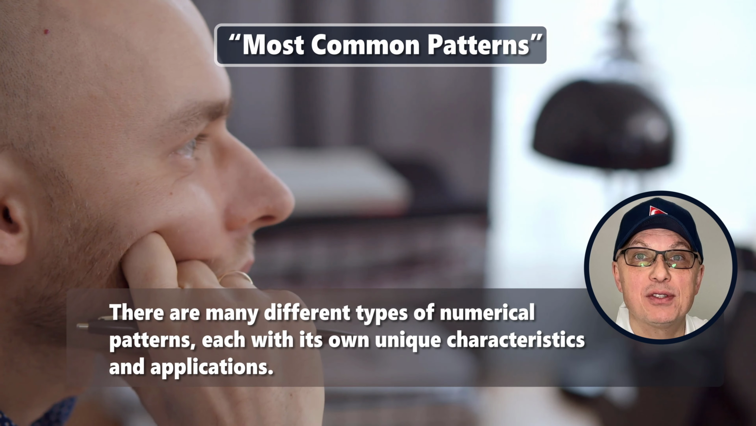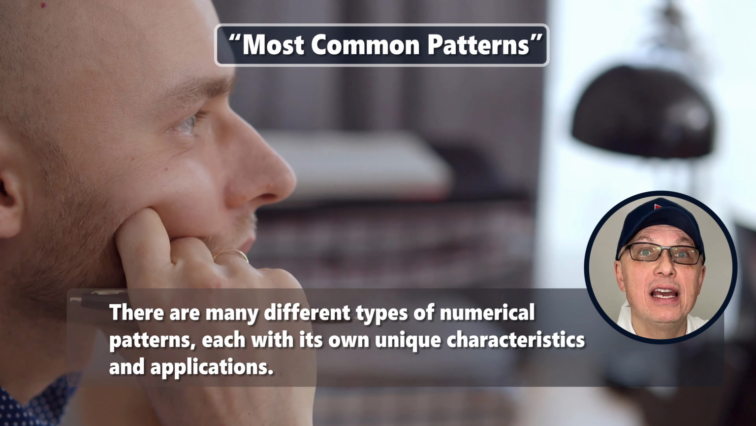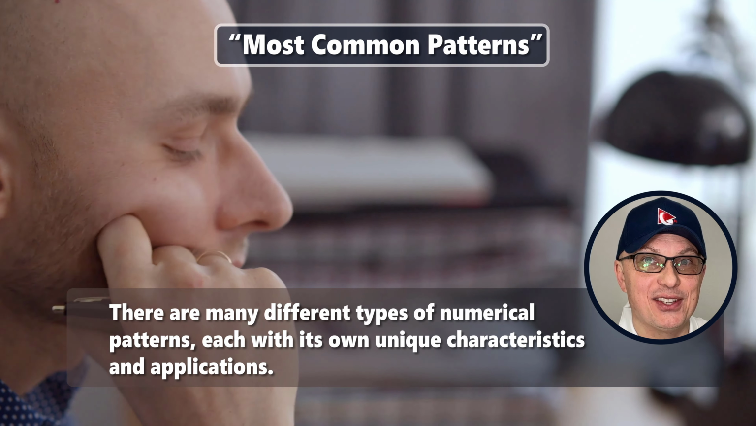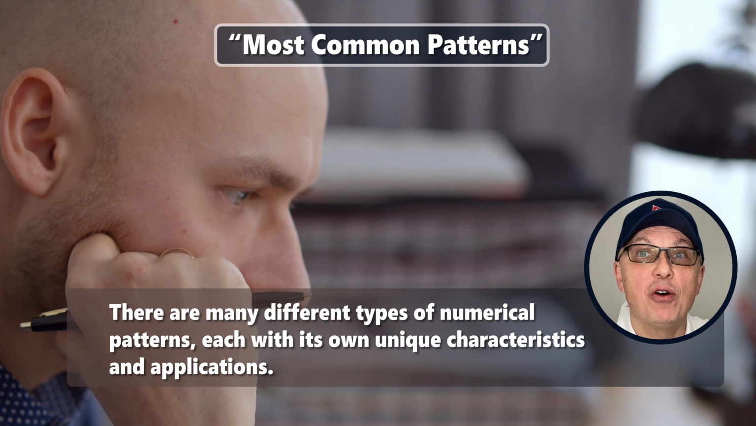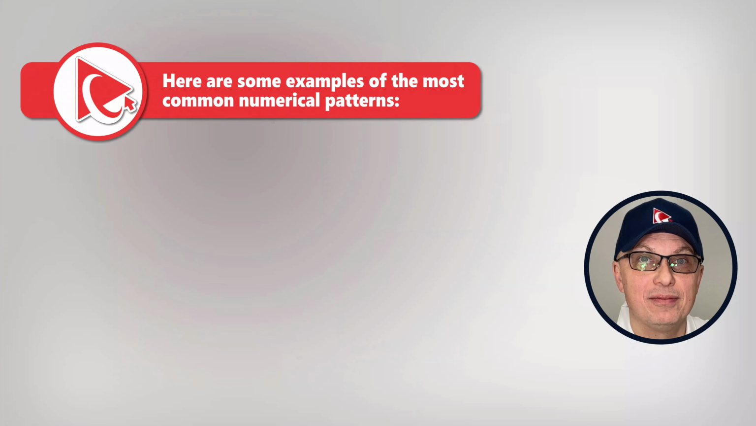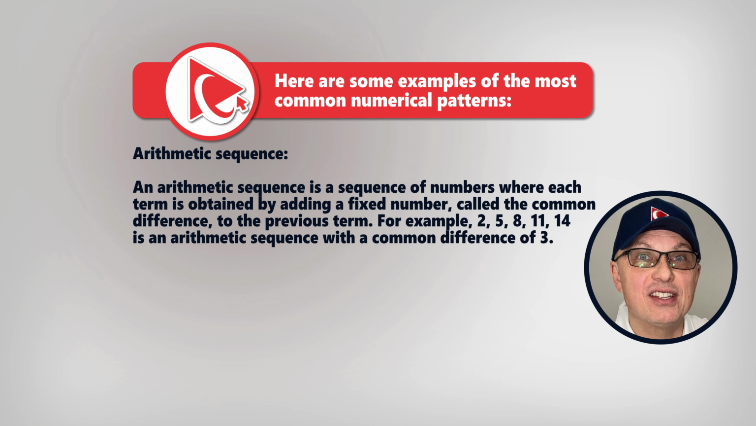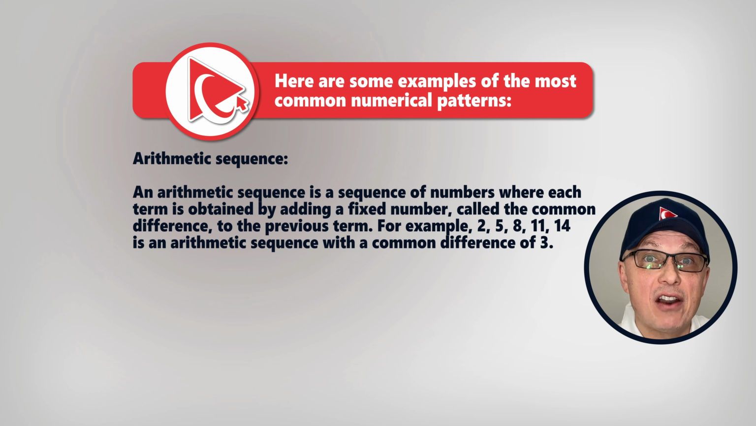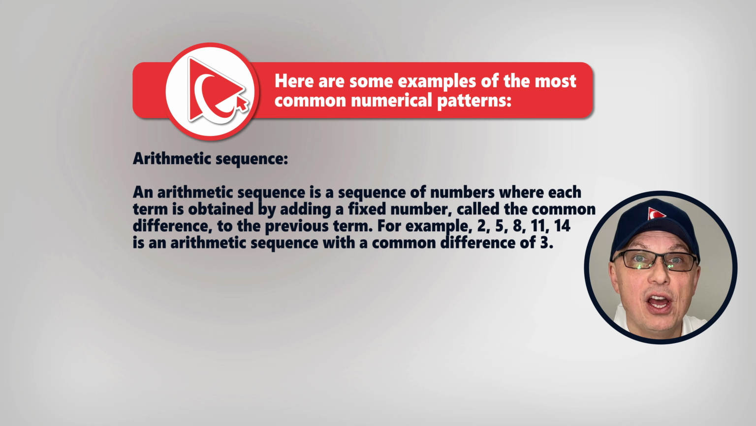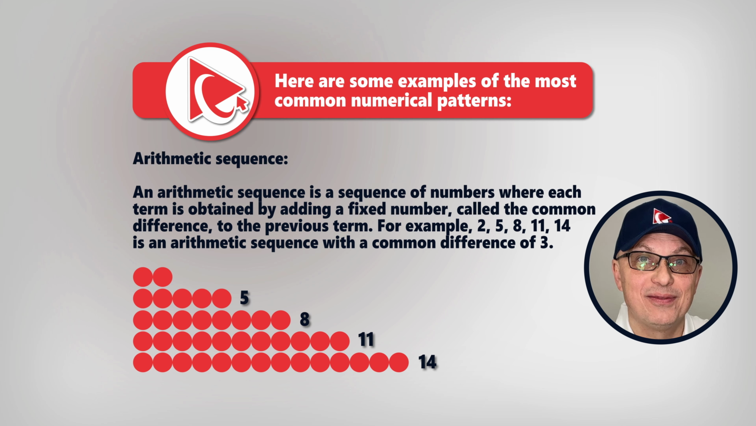There are many different types of numerical patterns, each one with unique characteristics and applications. Let me give you some examples of the most common numerical patterns. One of the most popular patterns is the arithmetic sequence. The arithmetic sequence is a sequence of numbers where each term is obtained by adding a fixed number called the common difference to the previous term. For example, the numbers 2, 5, 8, 11, 14 represent an arithmetic sequence with a common difference of 3.